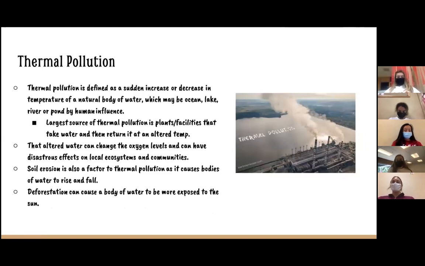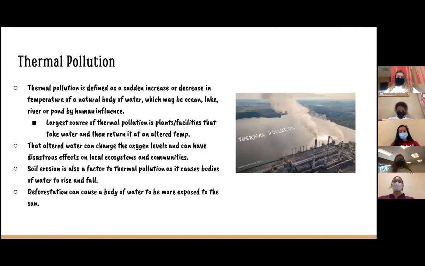Thermal pollution is defined as a sudden increase or decrease in the temperature of a natural body of water, which may be ocean, lake, river, or pond, by human influence. The largest source of thermal pollution is plants or facilities that take water and then return it at an altered temperature. That altered water can change the oxygen levels and can have disastrous effects on local ecosystems and communities.